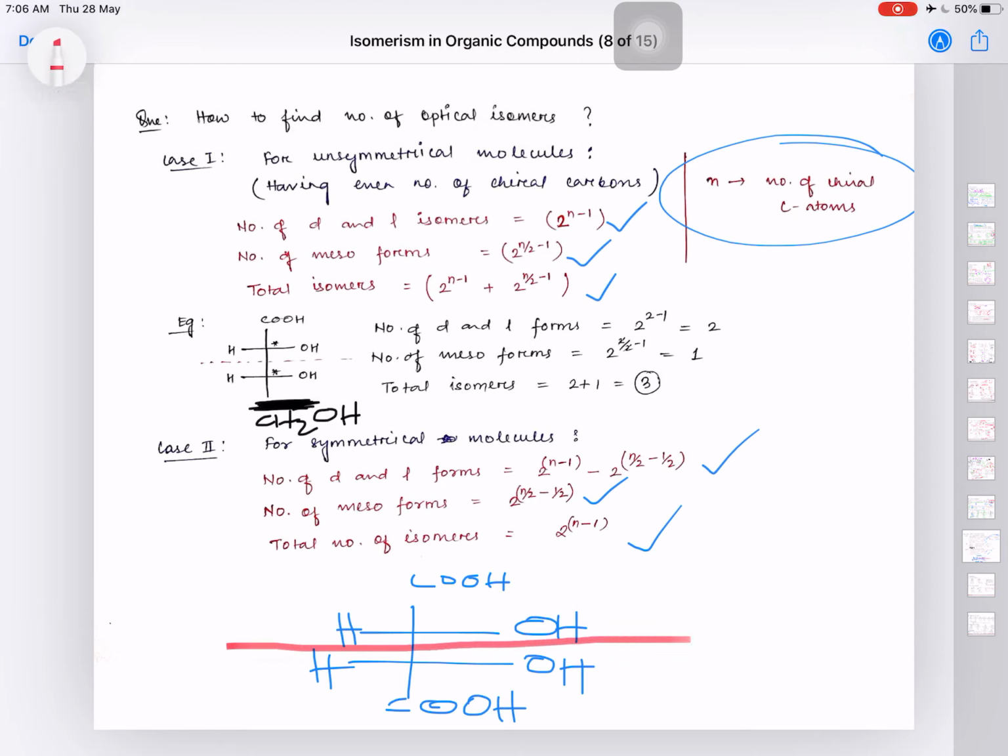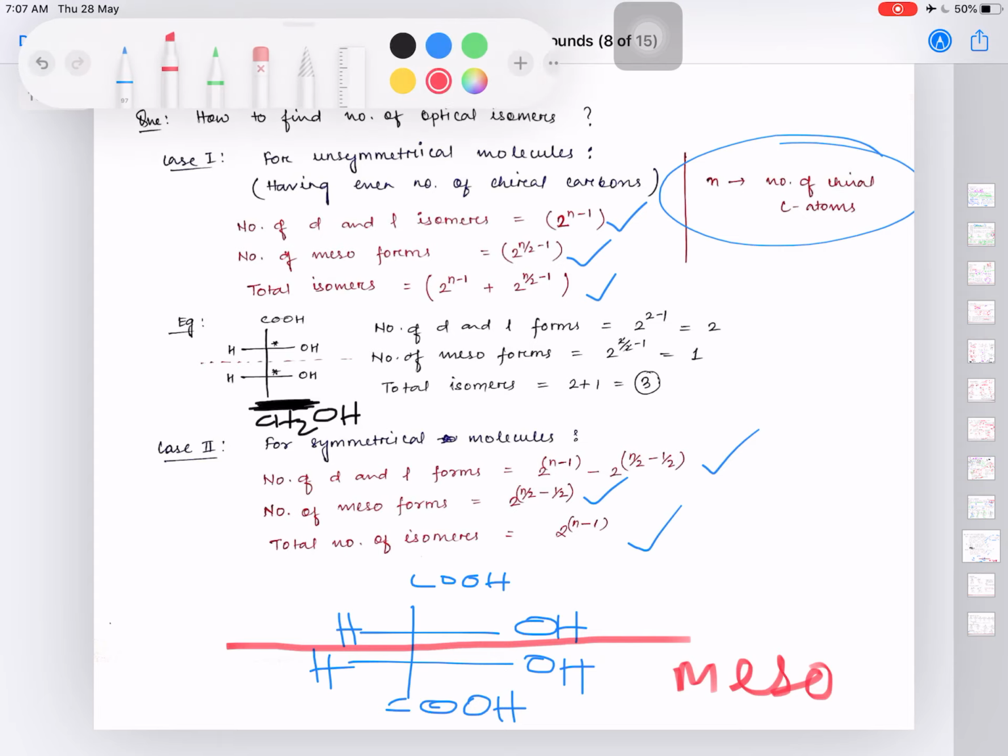You can cut the compound into two equal halves. So this type of compound is called a meso compound. Wherever you can draw a plane of symmetry, meaning you can cut a compound into two equal halves, it is called a meso compound.